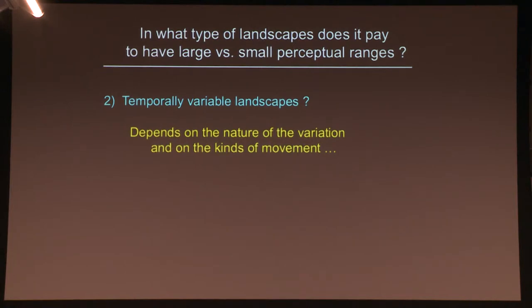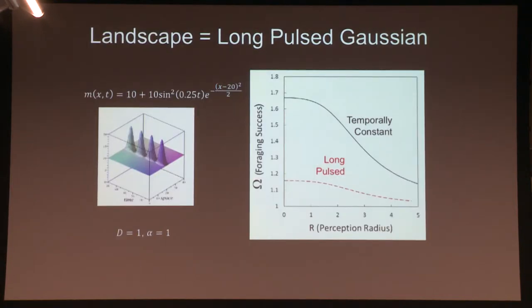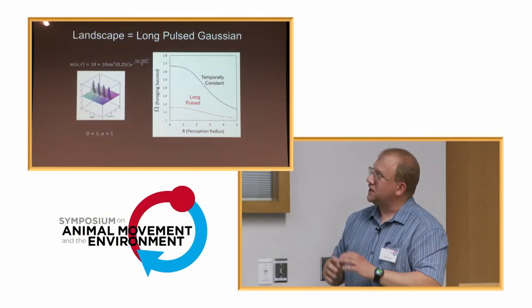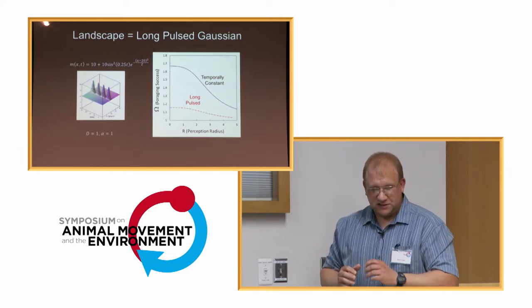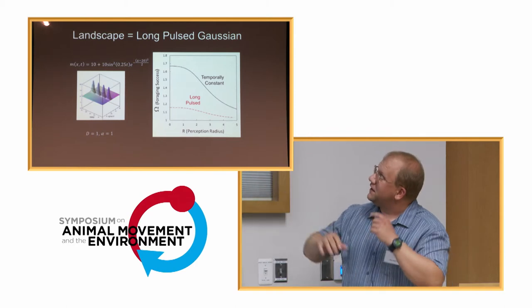This is where it gets interesting. Okay? So in a landscape here, we can think of a landscape where there's resources that are pulsed. They come in and they go away. Maybe it's a fruiting tree. It becomes available and then it goes away. And so that's what that graph on the left there is. There's one resource that's just pulsing in time. Okay? It's pulsing in a very special way. It's pulsing according to a Gaussian distribution, which is defined by that equation.